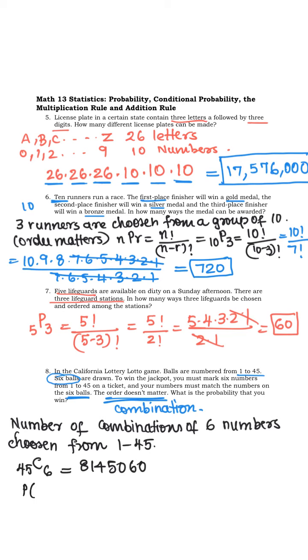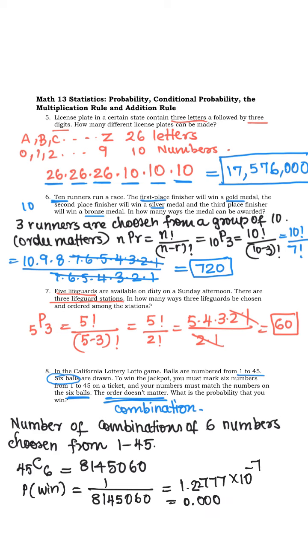So the probability of winning the lottery is 1 over 45C6, which is equal to 1.2777 times 10 to the power negative 7, or there are 6 zeros in front of the 1.